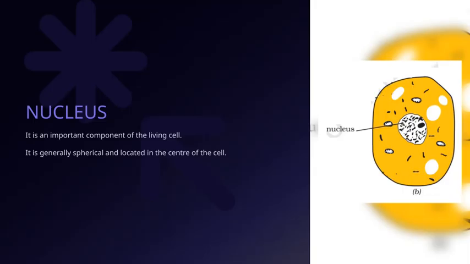Let's talk about the nucleus, which is a really important part of any living cell. Think of it as the control center, because it plays a crucial role in managing the cell's activities. Usually, the nucleus is spherical in shape and is located right in the center of the cell. This central position is key because it allows the nucleus to coordinate and regulate what happens throughout the entire cell. Overall, understanding the nucleus helps us grasp how cells function and stay organized, which ties into the bigger picture of how life works at the cellular level.